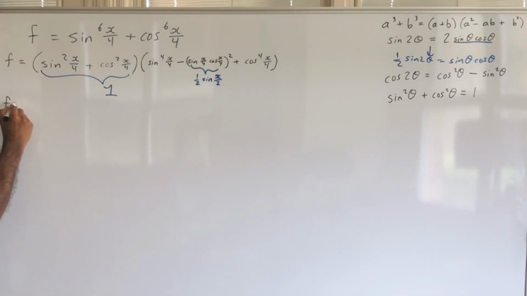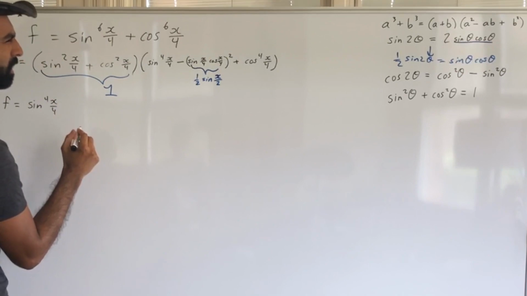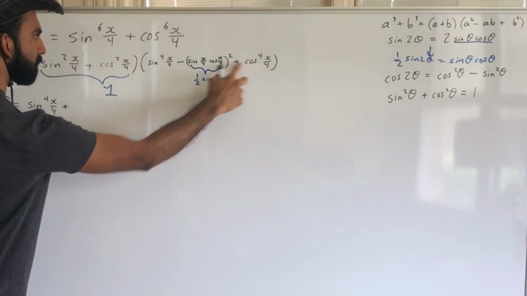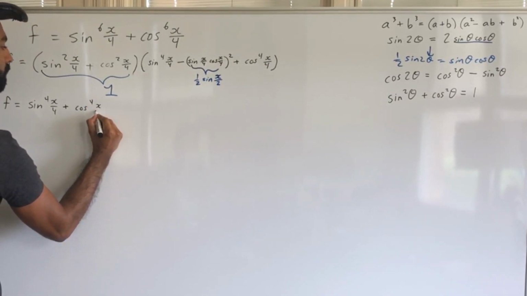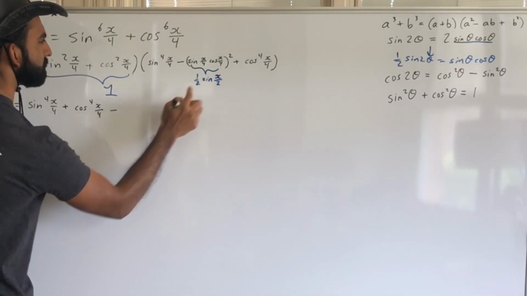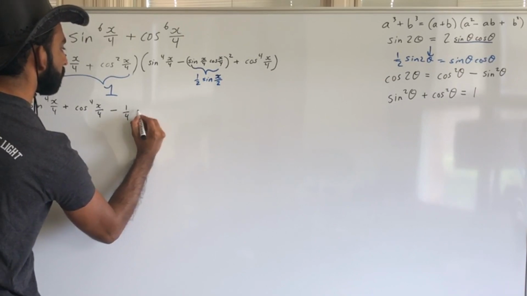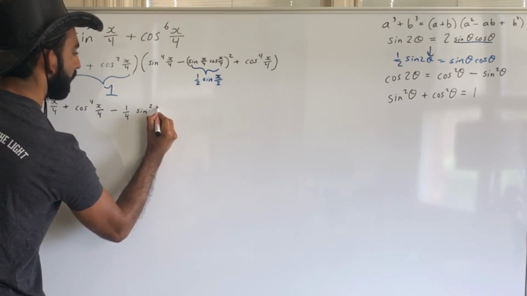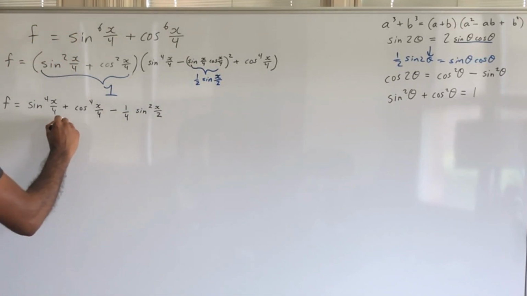So here's my f. I can more simply write this as sine to the fourth of x over 4, plus cosine to the fourth right after it, just because it patterns up better, minus this entire guy squared. 1/2 squared is 1/4, sine squared x over 2. And let's just straight off take the derivative.